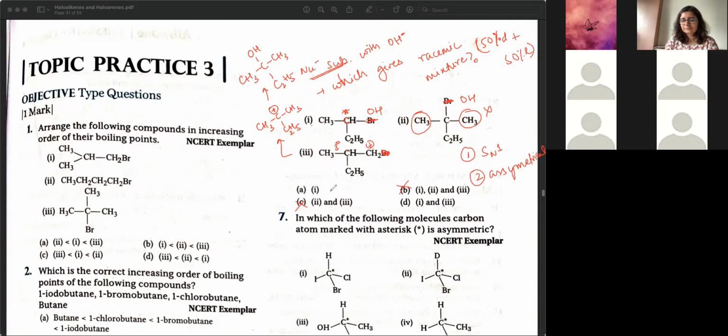Ma'am, I'm still confused how the third one is not chiral. Look at the final product here. For that, you need to understand how did we get the final product? Did you get this? Waiting, yes, no.